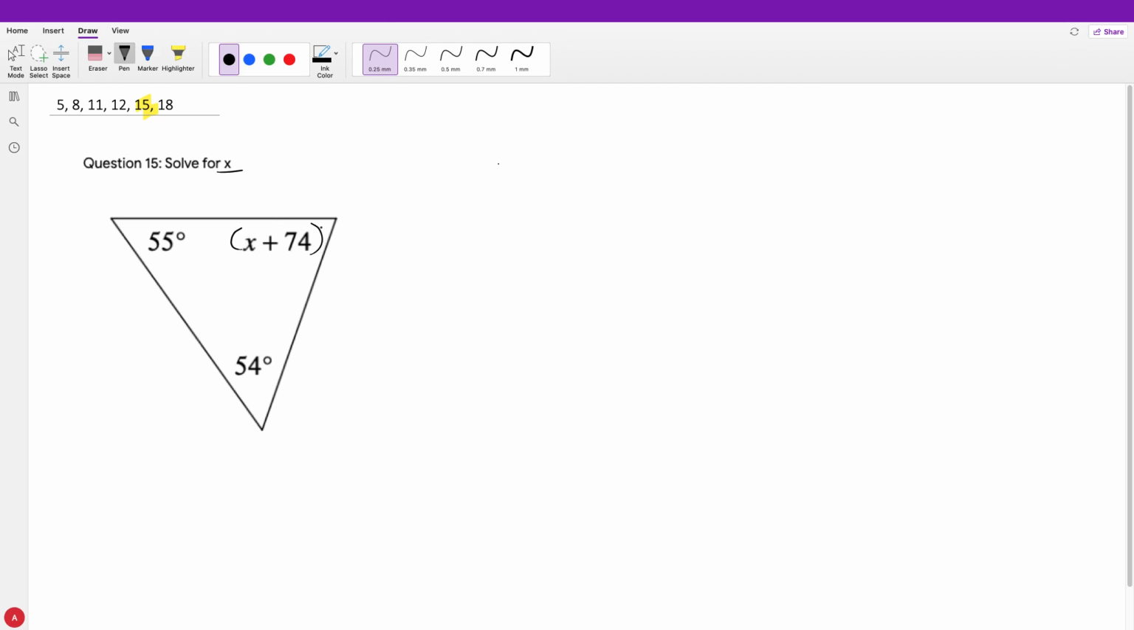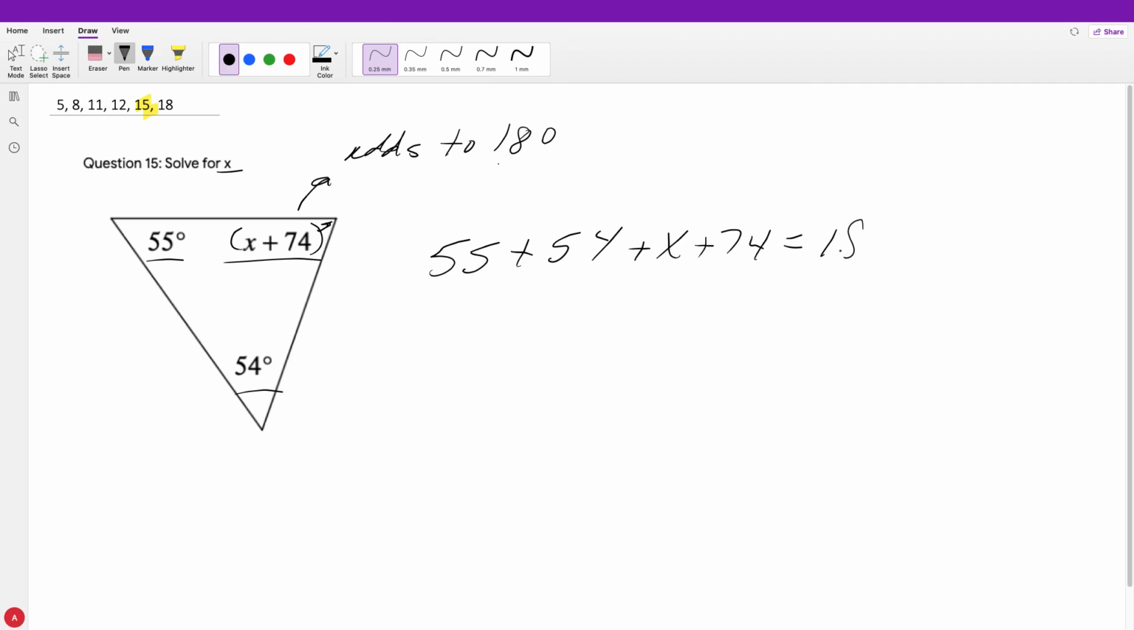But we look and say, okay, what is this a part of? Well, it's still giving us this angle of a triangle, and we know that a triangle adds to 180. So that means we would say 55 plus 54, because those are these two angles, plus our third angle, which is the entire x plus 74, is equal to 180 degrees. So now we go ahead and combine our like terms.